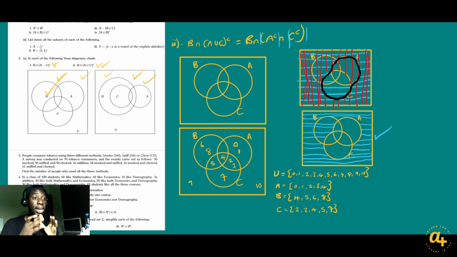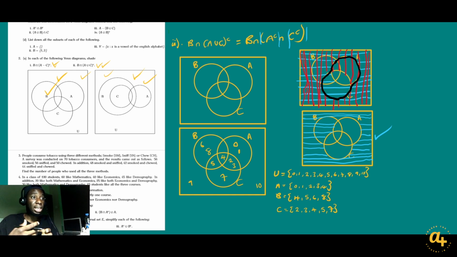Alright, so now we are done shading our A complement intersection C complement on our Venn diagram at the bottom, and you can see that our A complement intersection C complement is basically the area outside the entire set A and outside the entire set C. Just in case you couldn't see it more clearly on the Venn diagram on top, now you can see what A complement intersection C complement actually looks like.